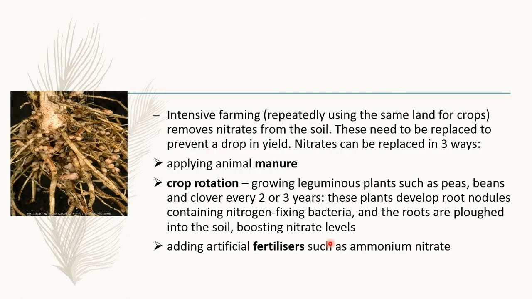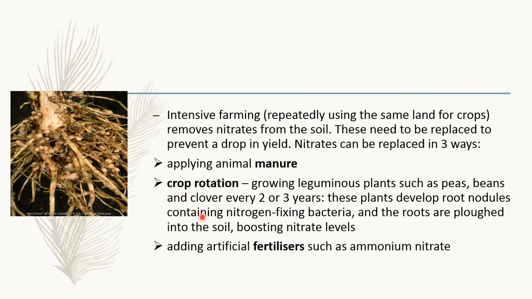Let's say there is some situation. Intensive farming means repeatedly using the same land for crops. It will remove the nitrates from the soil. If you undergo intensive farming, the nitrates need to be replaced to prevent a drop in yield. So how can nitrates be replaced? Nitrates can be replaced in three ways. Number one, applying animal manure, which is the animal feces.